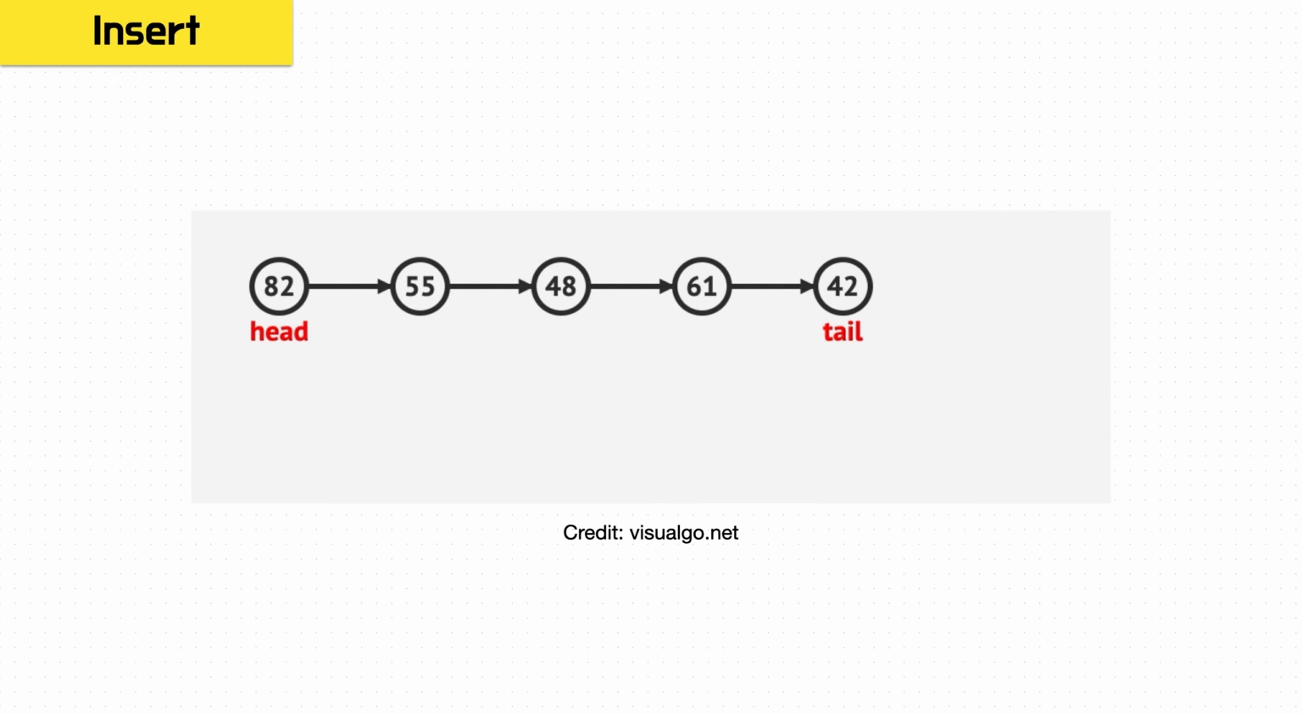To insert an item, we iterate forward that number of spots, then we set its next pointer to the one that should be after it, and we update the next pointer of the one before it to point to this new node.